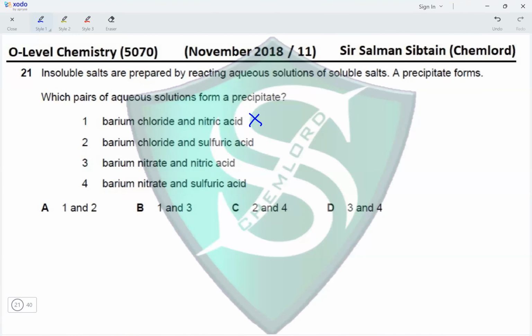Next, barium chloride and sulfuric acid. This has the sulfate ion. This would result in the formation of barium sulfate, which is an insoluble salt, so a precipitate would be observed.